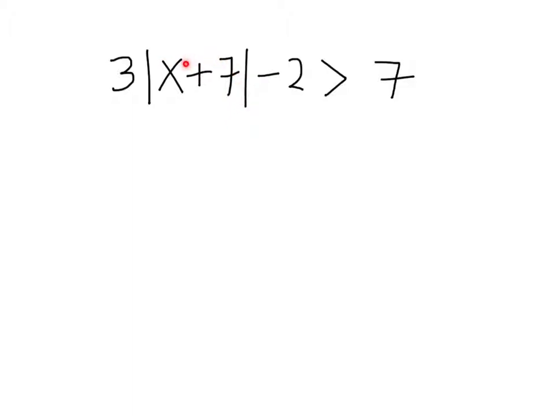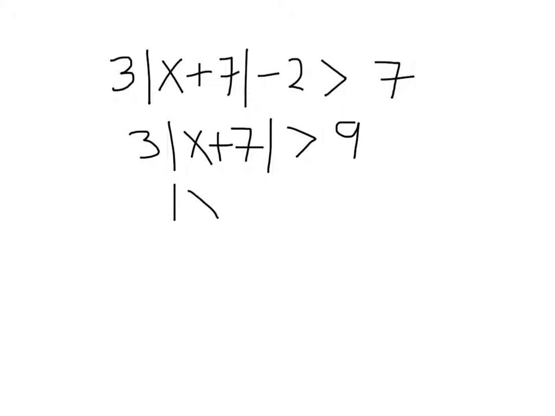And if we were to think of it that way, then it would be like 3a minus 2 is greater than 7. Well, what do you do when you have 3a minus 2 is greater than 7? Well, you would add 2 to both sides first. That would be the first thing you do. So that's what you're going to do. We're adding 2 to both sides, and then we would end up with 3 times the absolute value of x plus 7 is greater than 9. And then you would go ahead and divide both sides by 3. You'd end up with this.